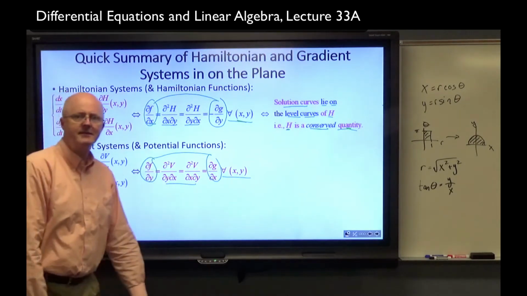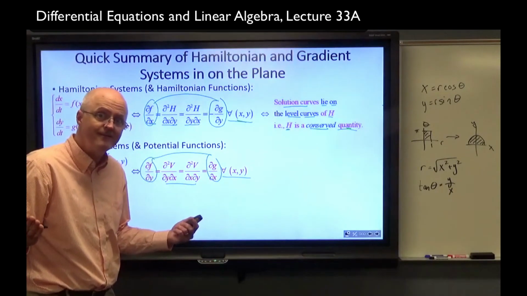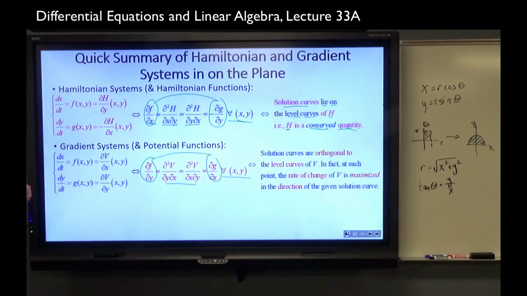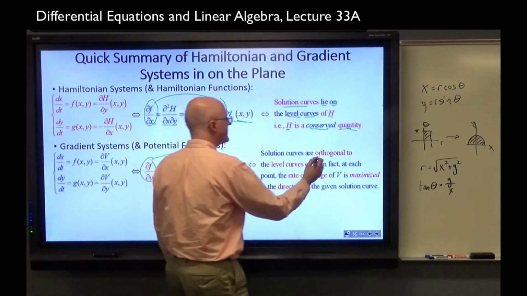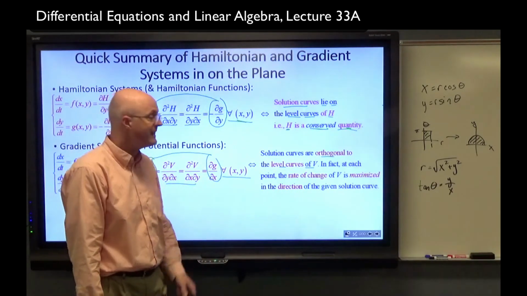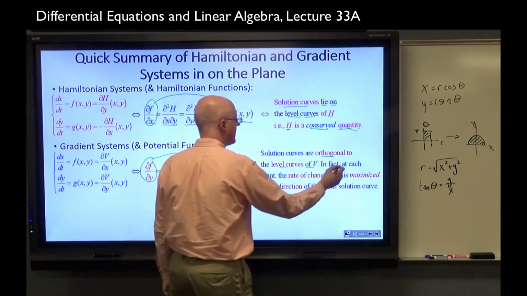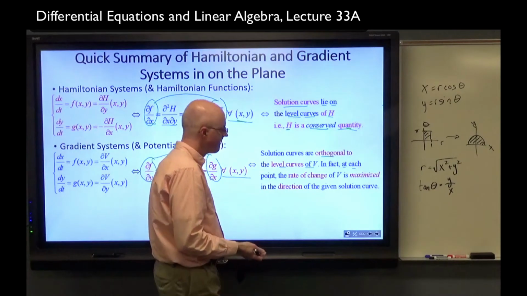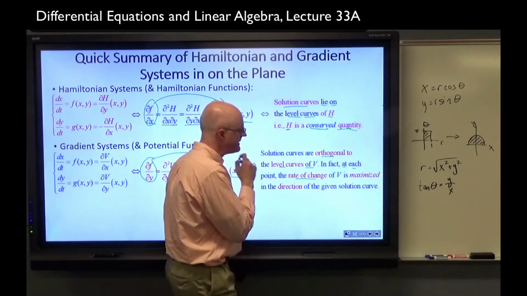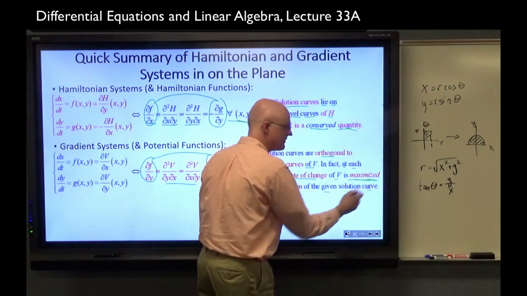And what do we learn about these systems? And v, by the way, is called a potential function, like potential energy, maybe. Solution curves turn out to be orthogonal to the level curves of v. And in fact, this is something I did not mention in 32A. At each non-equilibrium point in the plane, the rate of change of v is maximized in the direction of the given solution curve.